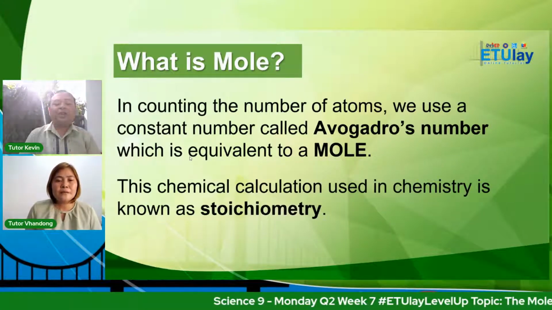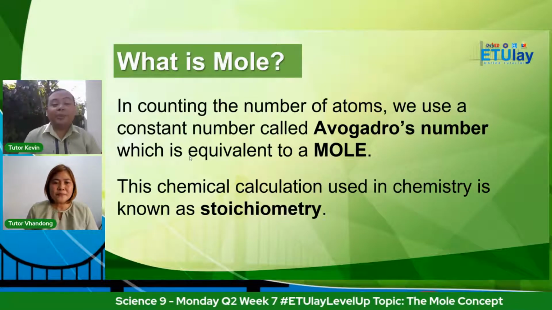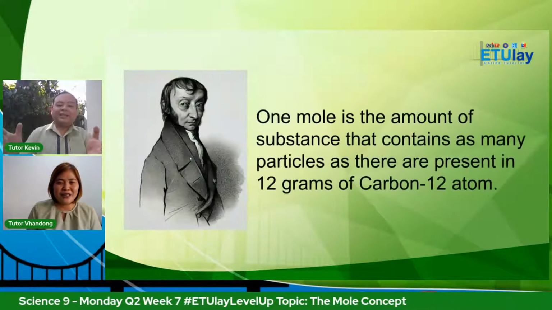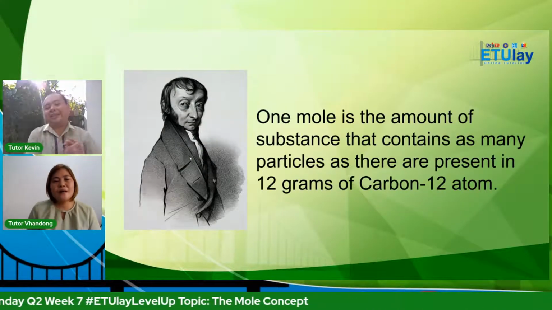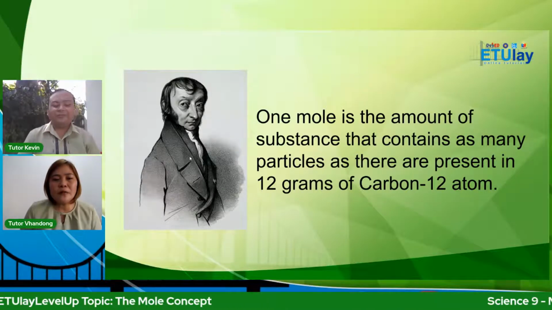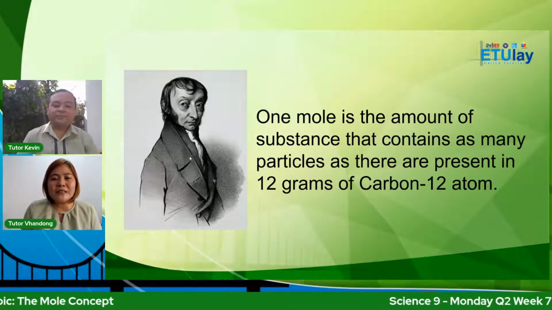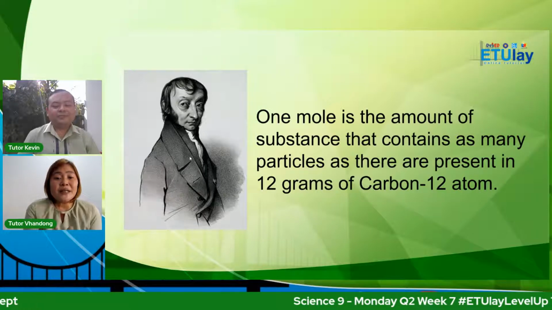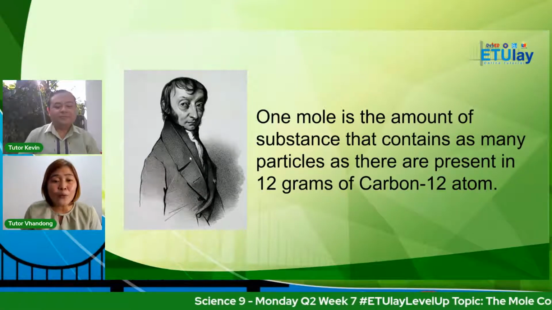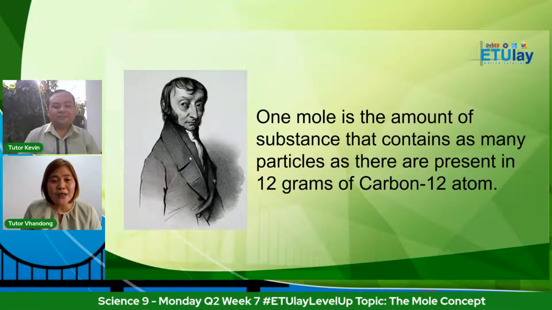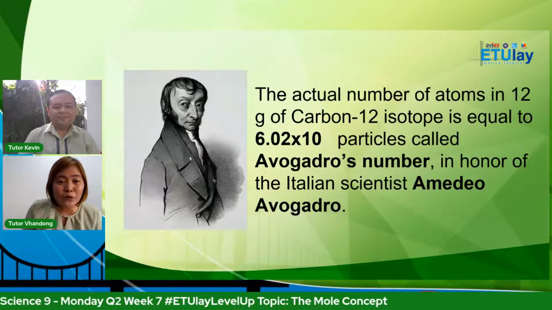This chemical calculation used in chemistry is known as stoichiometry. Okay? So, what is on the slide? 1 mole is the amount of substance that contains as many particles as are present in 12 grams of carbon atom. That is equivalent to what we mention, 6.02 times 10 to the 23rd.